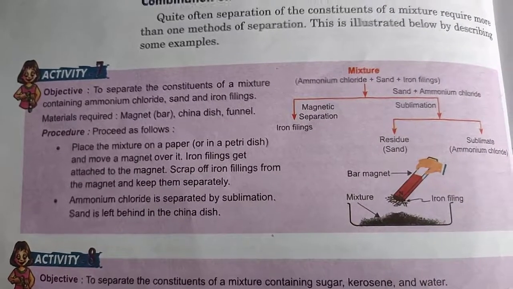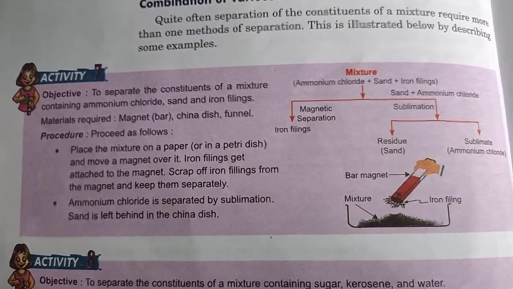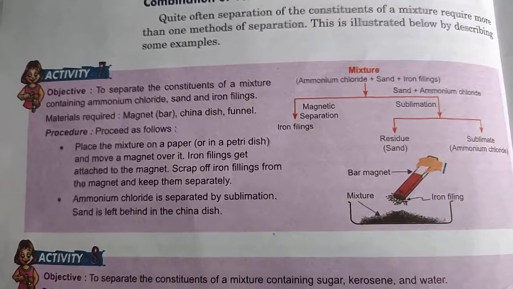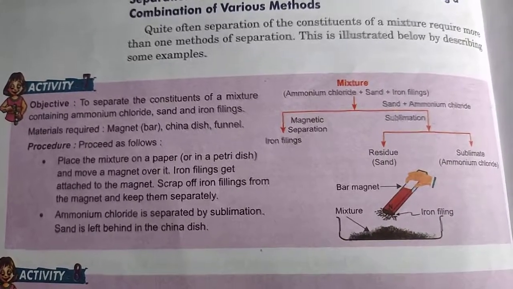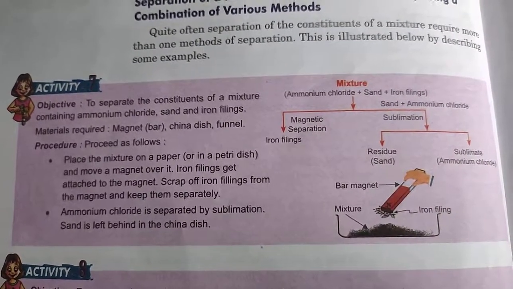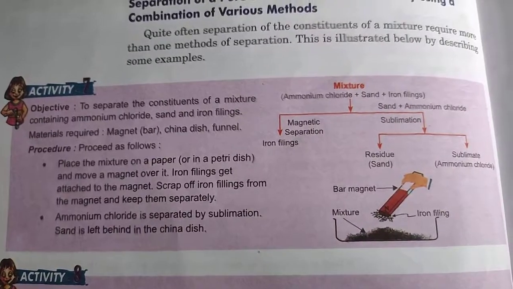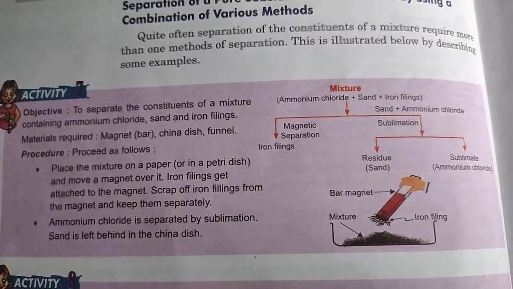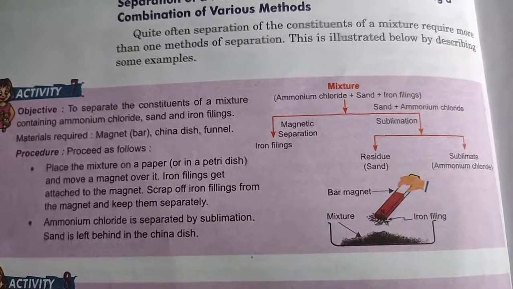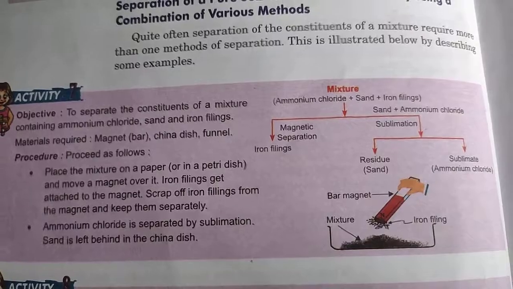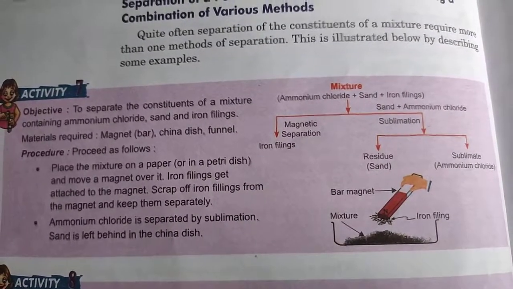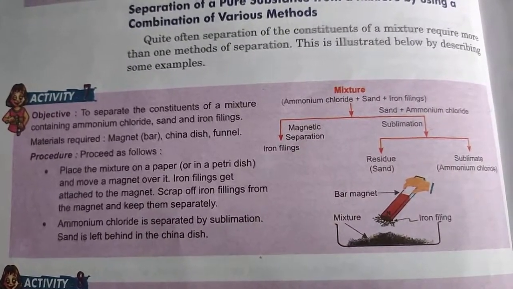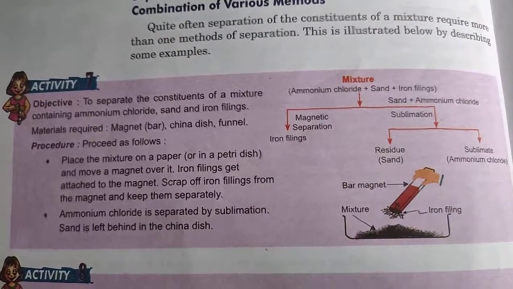The iron filings are attracted towards the magnet. So a bar magnet attracts all the iron filings present in the mixture. Now iron filings are separated. Then what is left? Ammonium chloride and sand. Now you see, whenever you have to separate the constituents present in a mixture, you have to know the nature of the constituents present in the mixture. Now as you can see, iron filings get separated, what is left behind?